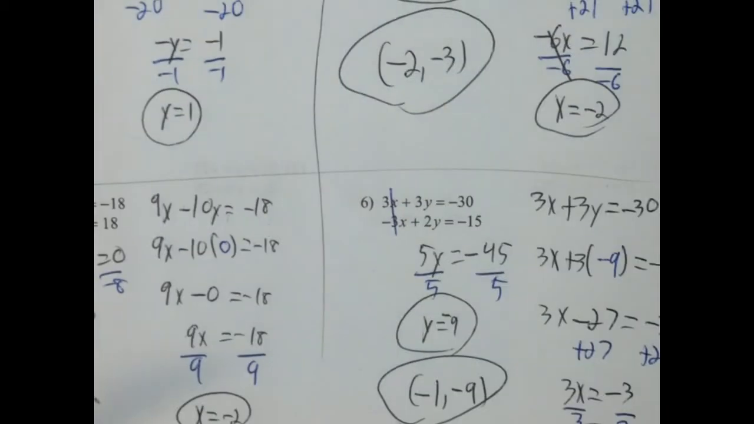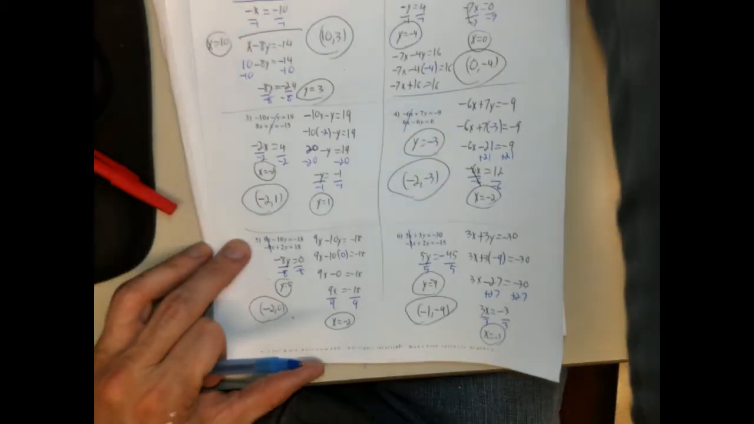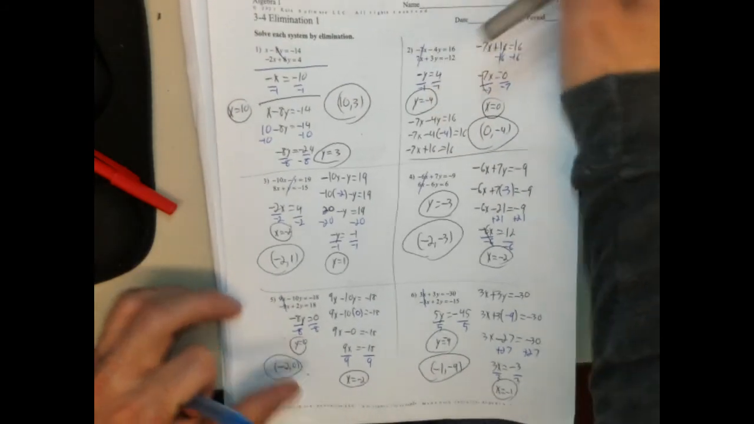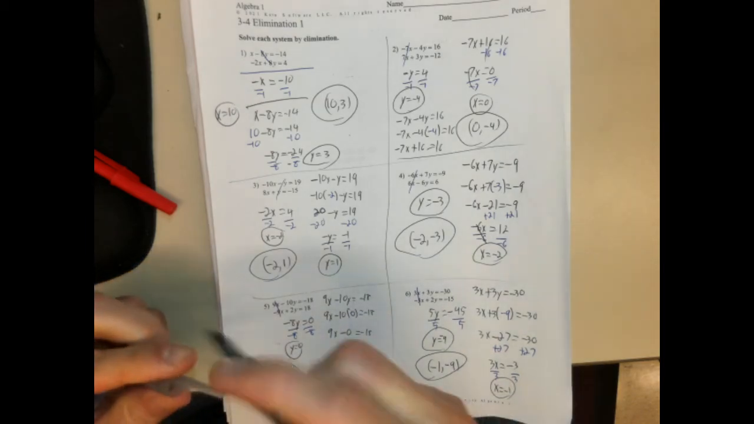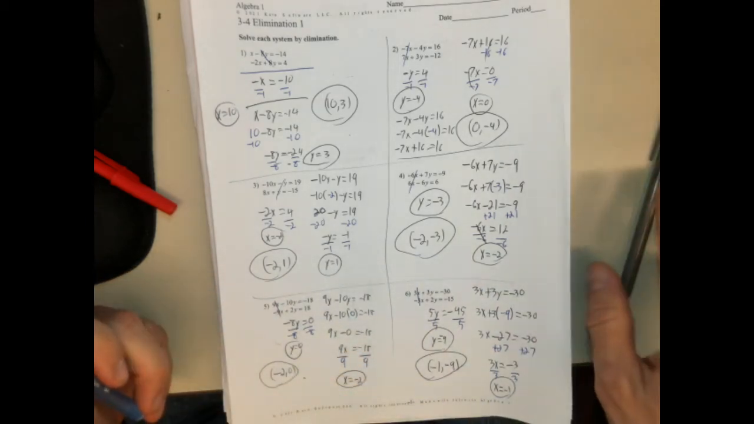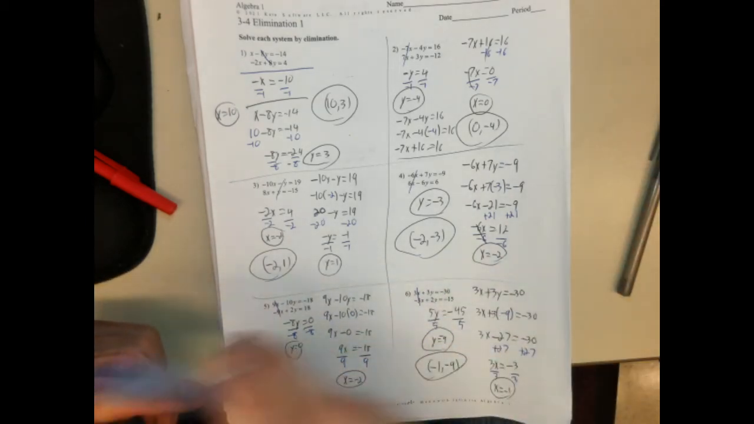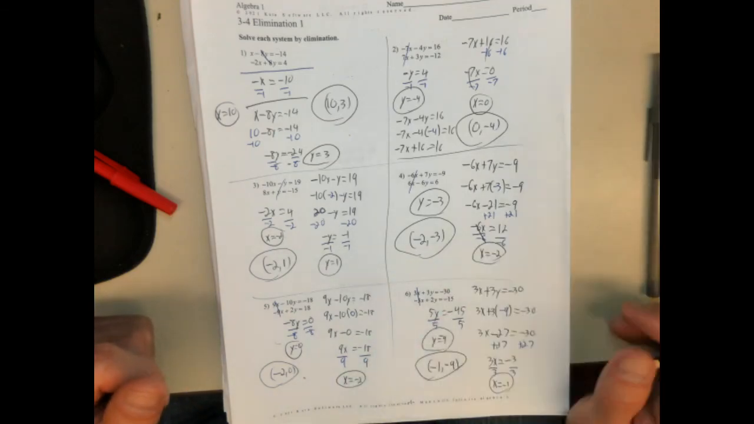And that is that. So all right, we'll do another video of me doing the ones on the back side, which are a little more complicated. These were already set up for elimination, where you just combine them together and you get one of the variables by itself.